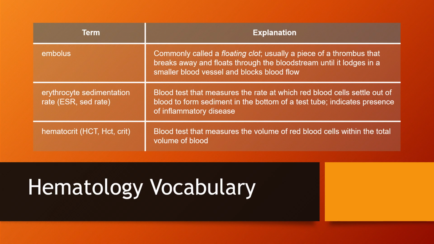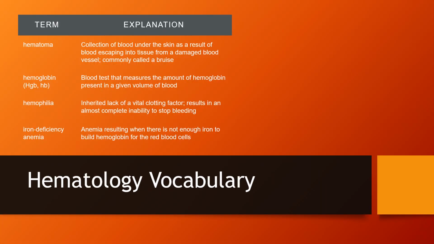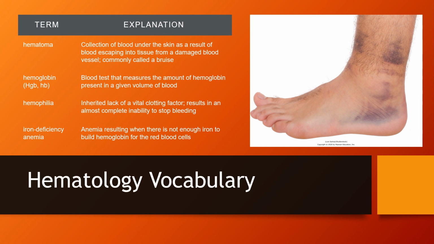Hematocrit, abbreviated HCT, is a blood test that measures the volume of red blood cells within the total volume of blood. A hematoma is a collection of blood under the skin as a result of blood escaping into tissue from a damaged blood vessel. This is commonly called a bruise.